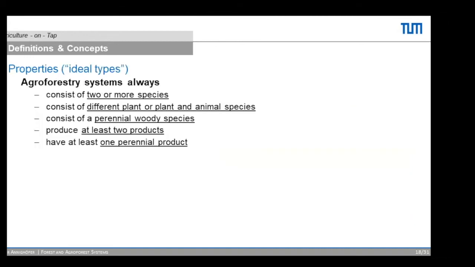And this may be just as a little summary. So an agroforestry system consists of 2 or more species, different plant or plant and animal species, including perennial woody species. We are aiming for at least 2 products, all based on the definition we spoke about. One of the products is being produced over a time frame of more than 1 year, another difference in view of the agricultural systems.